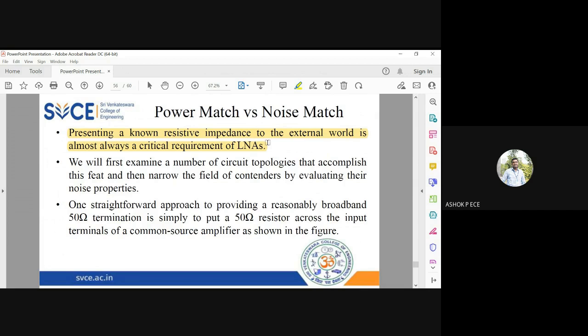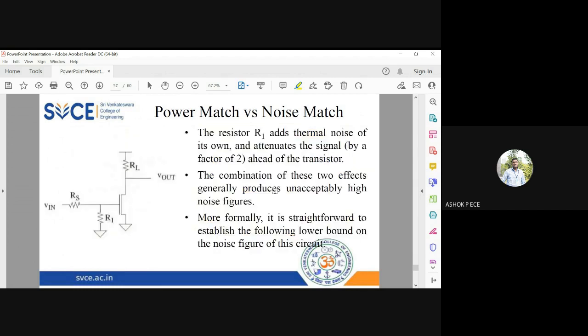So whether you are going to go for power match or noise match, you have to decide what you are going to use. So one straightforward method of maximizing power and minimizing noise is 50 ohm termination. So you put a 50 ohm resistor across the input of the amplifier, across the output of the amplifier, so that the impedance maximization will take place. Otherwise, the maximum power transfer will not take place. You have loss of power, which may increase your noise.